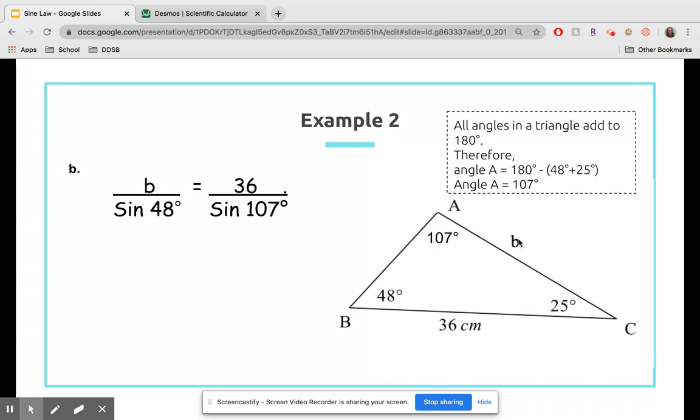Okay, then I'm going to use it: little b over sine 48 equals 36 over sine 107. We cross these two over and multiply. Remember, where we start the cross multiply is the side of the unknown, so it's either going to be the top or the bottom. Since b is the unknown, we're going to start here at the bottom. We cross this over and multiply it with the 36, and then divide by what's left, so divide by sine 107. This gives us 28 centimeters.